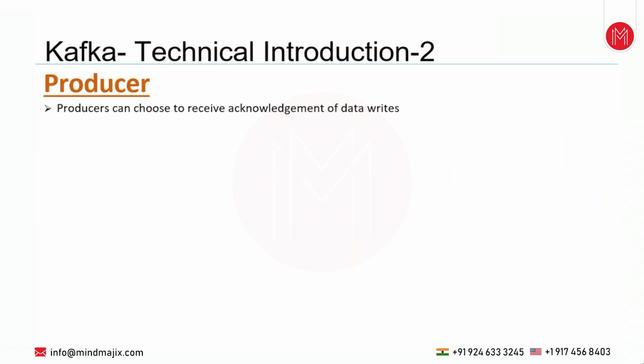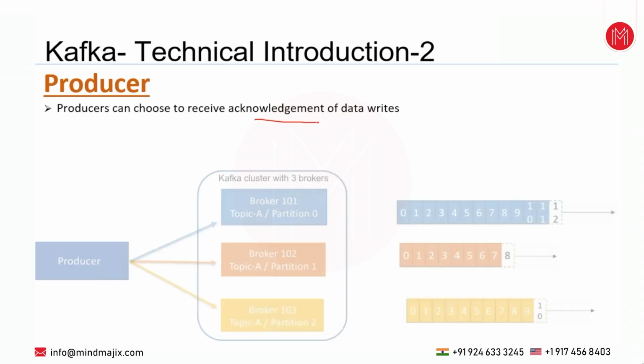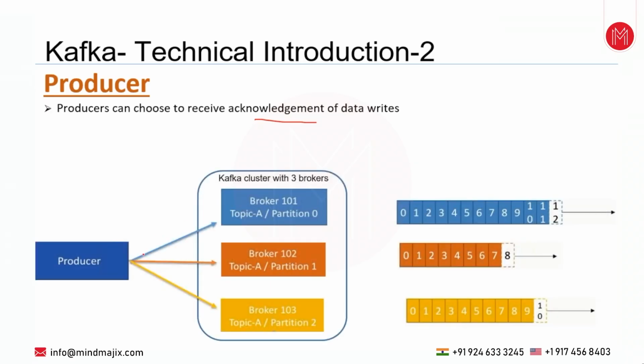Okay. So a producer can choose to receive the acknowledgement of data writes. For example, if any producer produces messages, how does the producer get confirmation that yes, my data has been successfully published? The thing is, the producer can choose to receive the acknowledgement of data writes from Kafka brokers. For example, see, a producer is producing the messages like this.